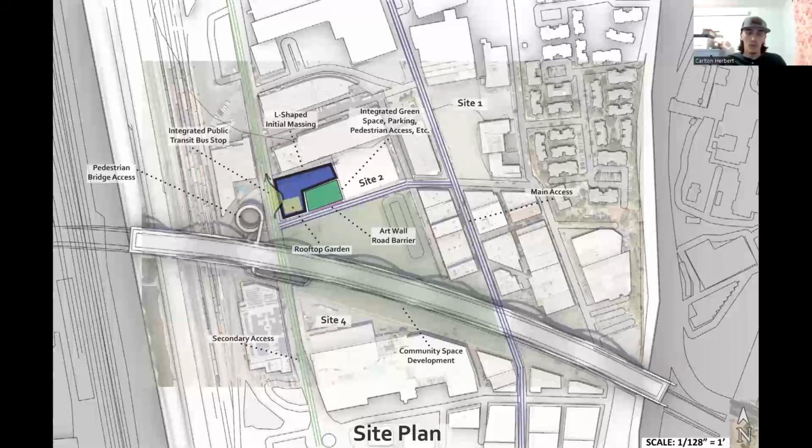And then in order to block that from the road, I want to do some kind of landscape feature, maybe like a road barrier, some kind of art tie-in, and then just good street access to that community space that's being developed right across the way there.